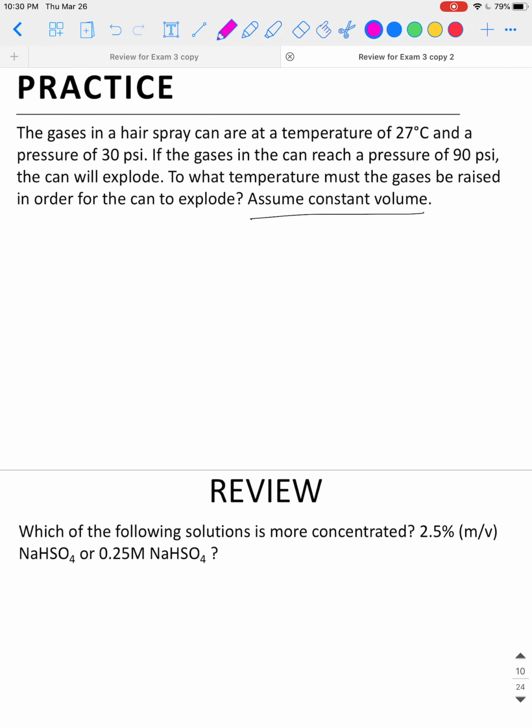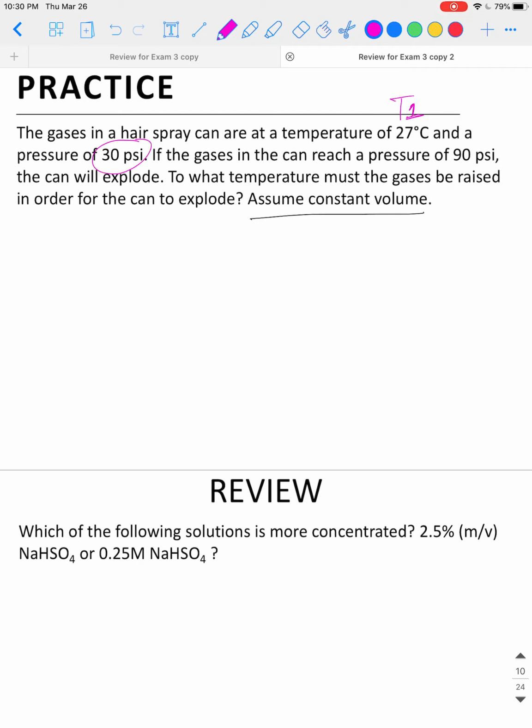So I love this type of review. I've not told you what equation to use for this problem. But let's go in and label what we have. We're given an initial temperature. I'm going to label this as T1. 27 degrees Celsius is T1.